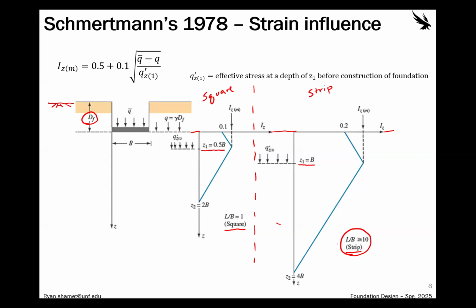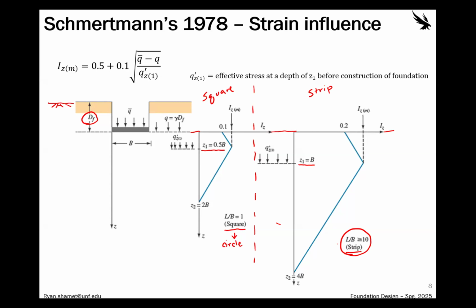Now, there's also an influence profile for a rectangular footing, but we're just going to focus on square and strip. In between, you can see those are the two maximum extents here. I should note too, for the square, this is also used for the circular footing. If you have a circular footing, the same thing. So that's where our peak influence is going to occur with depth.